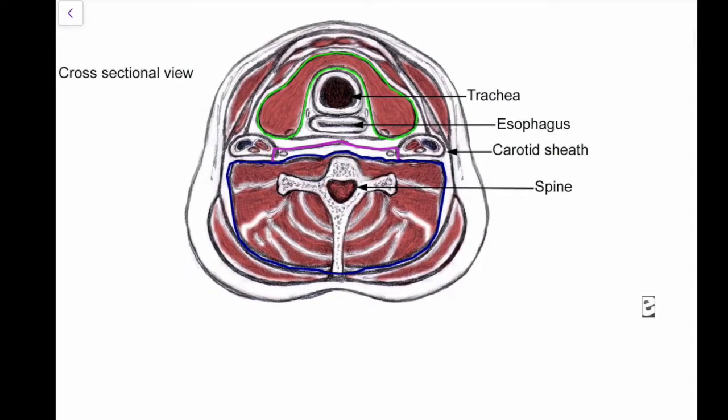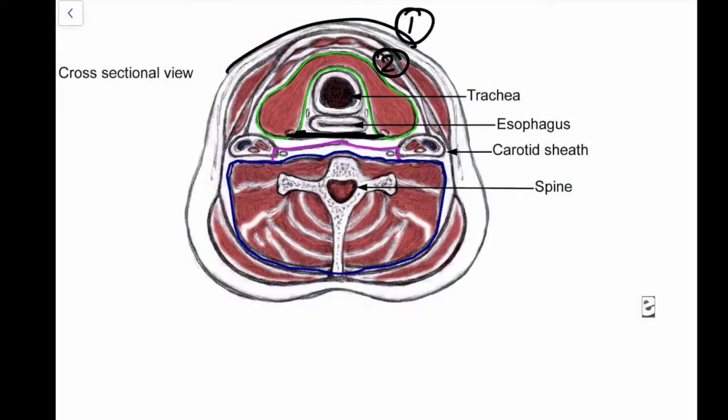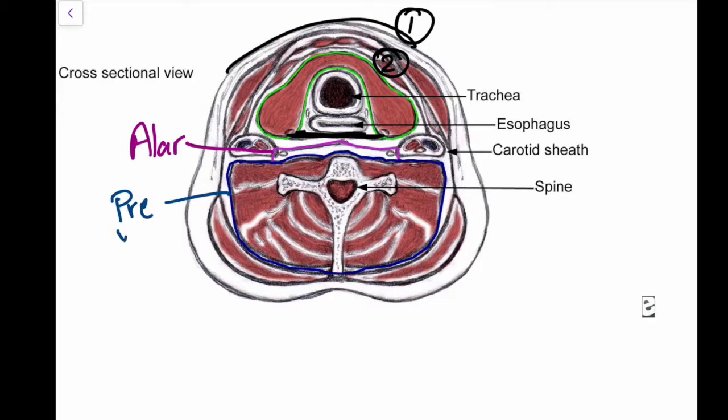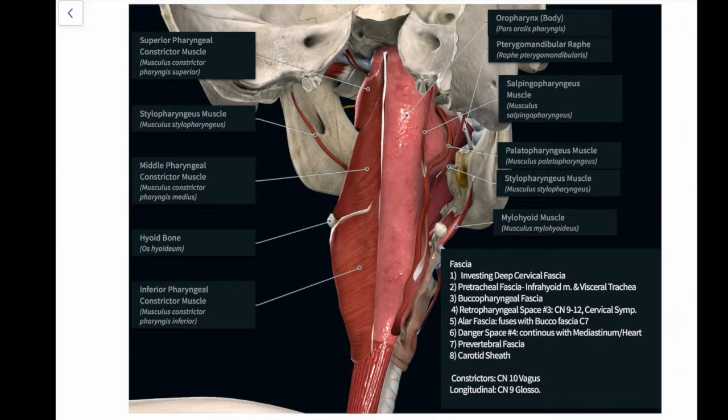If we look from the top here, once again we should have our investing cervical fascia here. We should have the pretracheal fascia in front of the trachea. We have the buccopharyngeal fascia here in black. In purple, we have the alar fascia, and in blue, we have the prevertebral fascia. These form danger space 4, and in front of the alar fascia is danger space 3, linked to the lateral pharyngeal space.